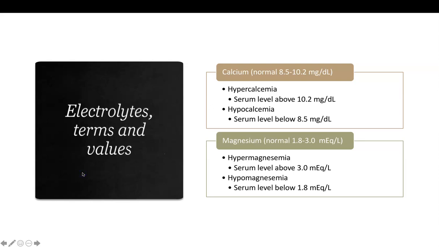So calcium is an easy one. Hypercalcemia, again, serum level greater than 10.2 is hyper. Hypo is serum level less than 8.5. Again, as I mentioned, you'll see that calcium is one that's different in many different resources. So go by the 8.5 to 10.2. With magnesium, the hypermagnesemia is a serum level greater than 3.0, and hypo is a serum level less than 1.8.